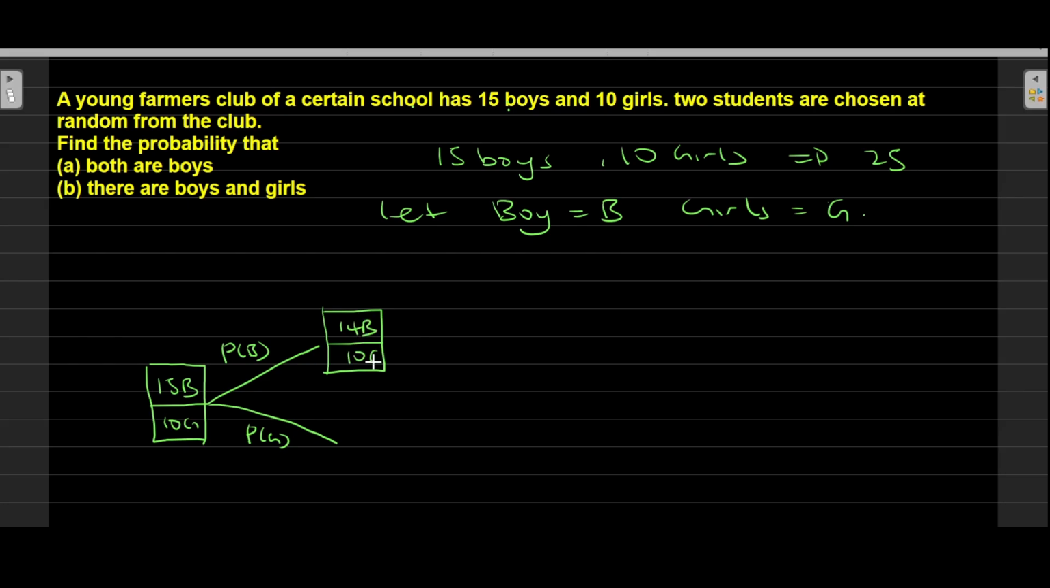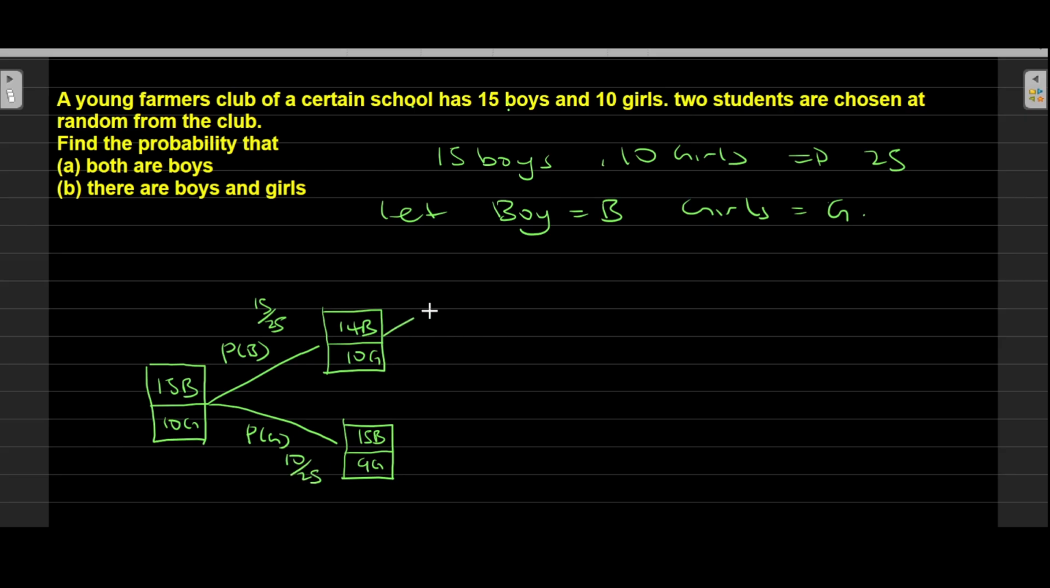Boys and then girls. The same thing here. If I select a girl, the number of boys remains constant at 15, while the number of girls reduces to 9 girls. Therefore, the probability of picking a boy is going to be 15 out of 25, and the probability of picking a girl is going to be 10 out of 25.